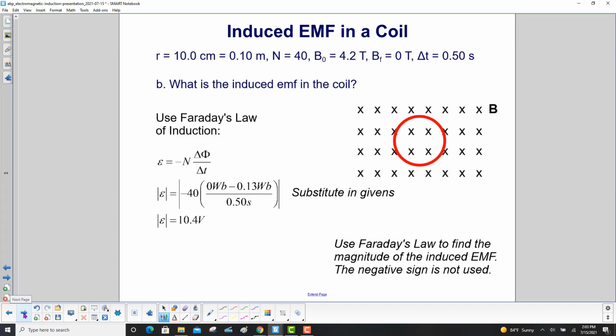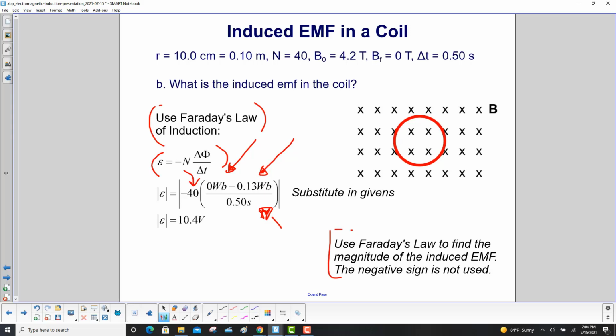What is the induced EMF in the coil? We will use Faraday's law of induction right here. Okay, we have 40 loops, 40 windings. Our final flux is 0 because the magnetic field disappeared. Initial was 0.13 Weber, that's what we calculated. And here's the time over which that occurred. So we do the math and we find it's 10.4 volts.